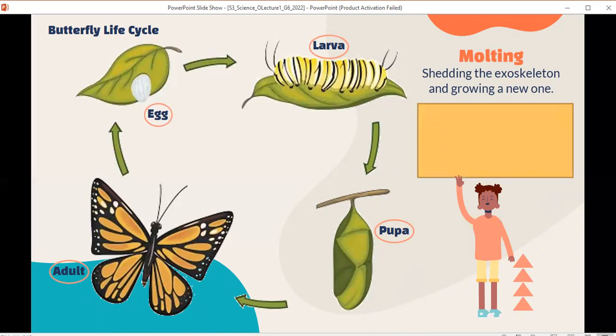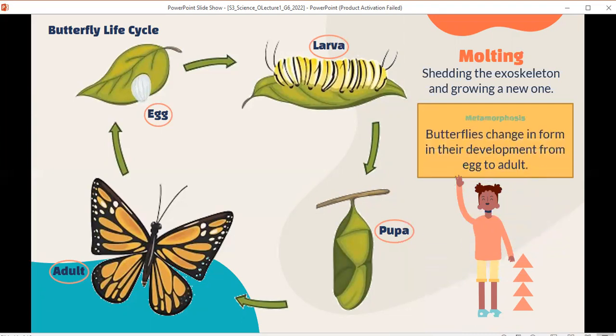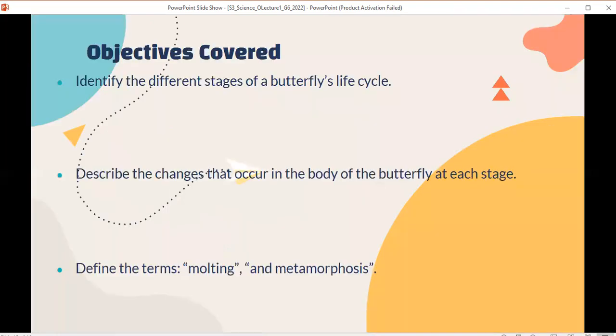All of this change, look at the caterpillar. Does the baby butterfly look like the big butterfly? No, it changes a lot. This change is called metamorphosis. Okay, the whole change is called metamorphosis. During metamorphosis, one of the changes is that the insect sheds its exoskeleton. This is for today's lesson.